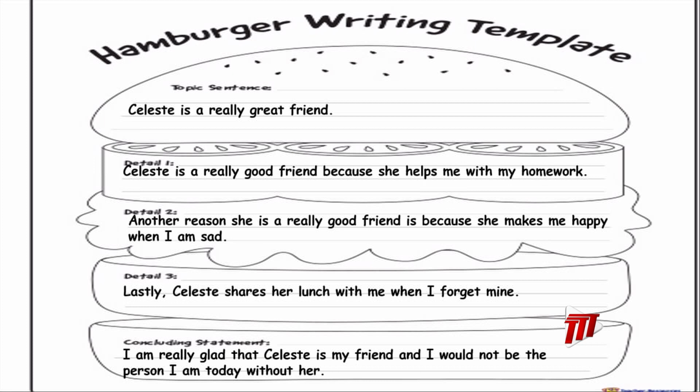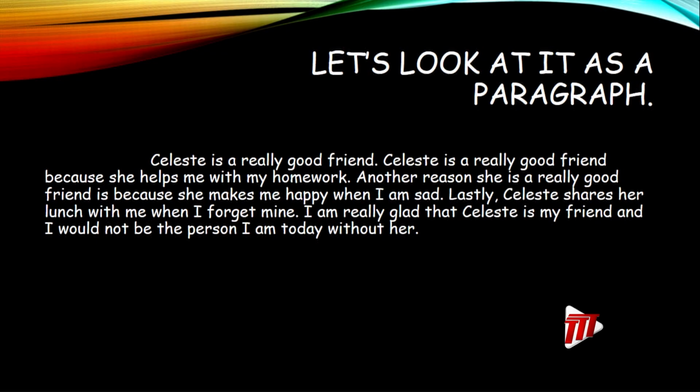So let's look at it in our paragraph. You will notice I started away from the margin, I indented. So you will have to remember, when you are starting your paragraph, you have to indent. Celeste is a really good friend. Celeste is a really good friend because she helps me with my homework. Another reason she is a really good friend is because she makes me happy when I am sad. Lastly, Celeste shares her lunch with me when I forget mine. I am really glad that Celeste is my friend, and I would not be the person I am today without her.